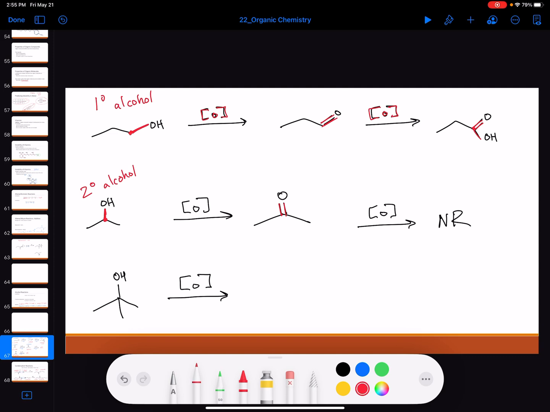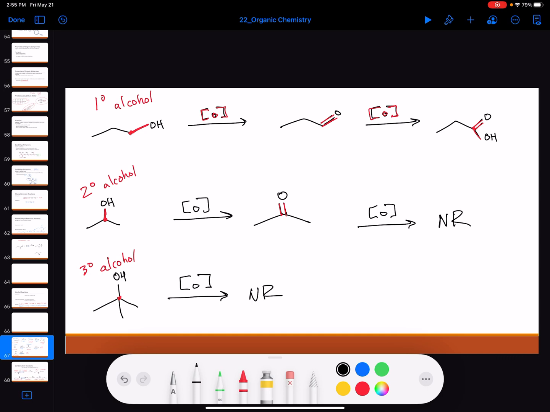What if I tried this with a tertiary alcohol? Tertiary alcohol, that carbon is bonded to 3 other carbons. So when I oxidize it, I would have to make something like this. Could I do that? No, because that carbon would have 1, 2, 3, 4, 5 bonds. That's not allowed. So again, I would say no reaction.